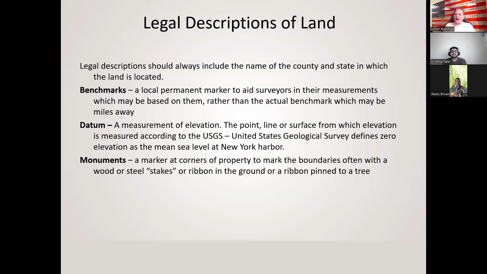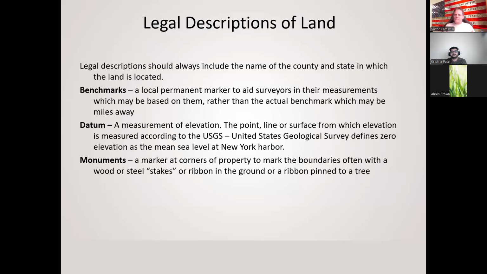And then the monuments. Anyway, so the U.S. Geological Survey defines zero elevation as the mean sea level at New York Harbor. The mean is the average. So that is zero elevation. Now, monuments are markers that we place at each of the corners of a property to delineate the boundaries of your property.